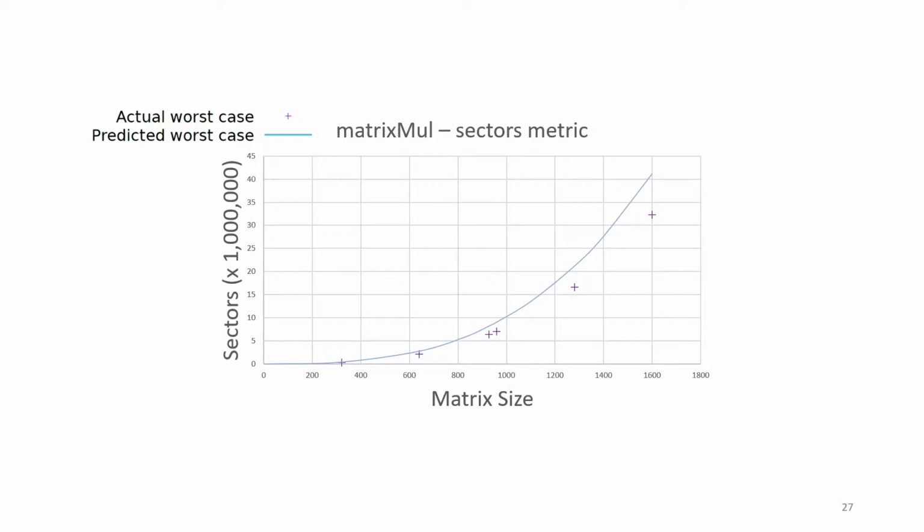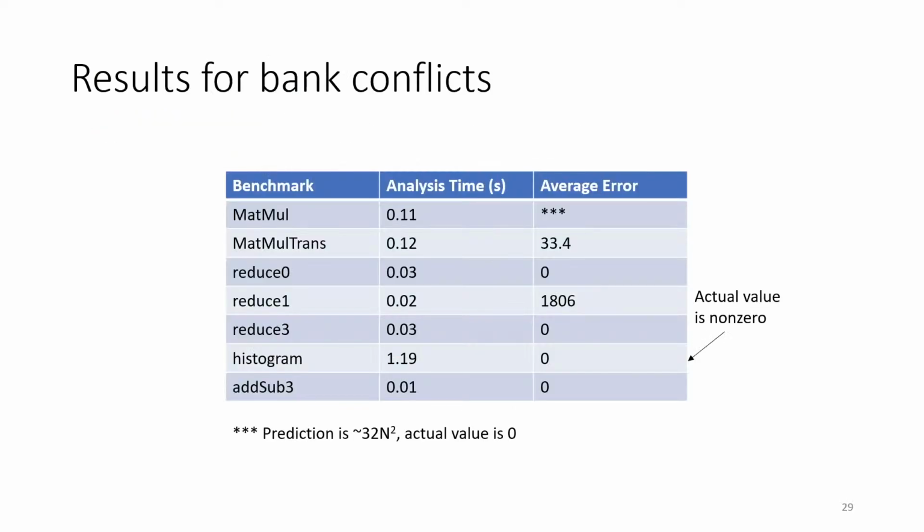So here's what that looks like for the matrix multiplication benchmark over several different input sizes. You can see it remains within basically a constant factor of the actual worst case. For bank conflicts, the story is a little bit more inconsistent. On kernels with no bank conflicts, our tool is very good at predicting that it has no bank conflicts. If there are bank conflicts, we sometimes get a pretty drastic overestimate of the number of them.